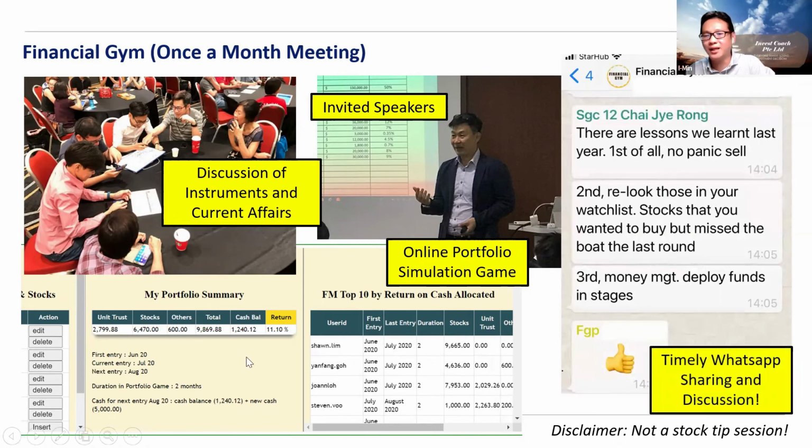The members will be inside a WhatsApp group, whereby there's timely sharing and discussion. For example, last year when the stock market dropped suddenly, you had Jimmy come and say, hello, no need to panic. And after that, what must you do? So you will be in very good hands once you're in the financial gym. And a lot of times, not just myself and Jimmy answer the questions, we have our members inside sharing their opinions as well.